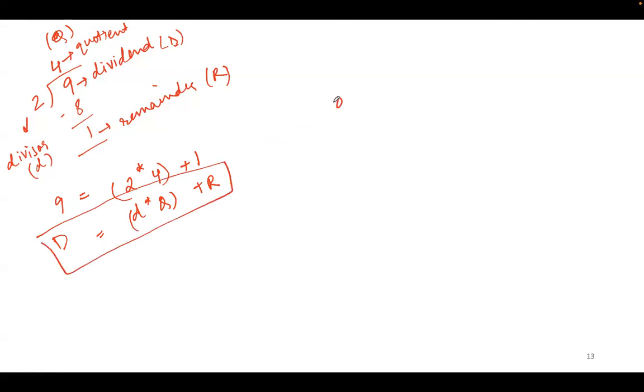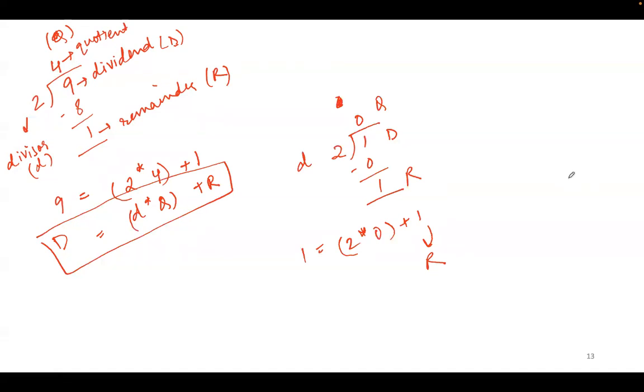Now, likewise, if I'm dividing 1 by 2, it gives me 0. This is my divisor, this is my quotient, this is my dividend, and this is the remainder. So 1 is equal to 2 multiplied by 0 plus 1. This is my remainder when I divided 1 by 2. 1 by 2 cannot be continued like 0.5.